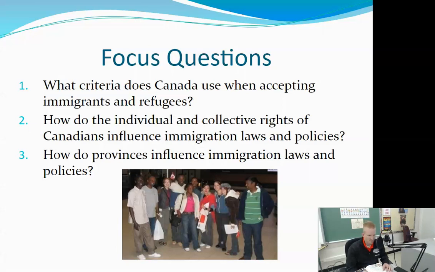Main focus questions for this chapter. One, what criteria does Canada use when accepting immigrants and refugees? If you can answer these three questions by the end of the chapter, you're doing pretty good. Canada has a point system that we'll go over. Two, how do the individual and collective rights of Canadians influence immigration laws and policies? So how do the rights of the people that are already here impact our immigration laws? And three, how do provinces influence immigration laws and policies? We'll talk about how immigration is a federal issue, which means a Canadian issue, but provinces do have a say, through what is actually called a nomination program, with what kind of immigrants they would like to move to their particular province.